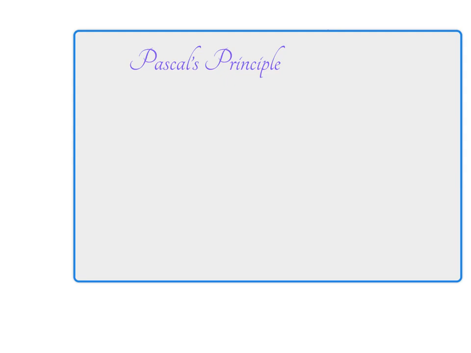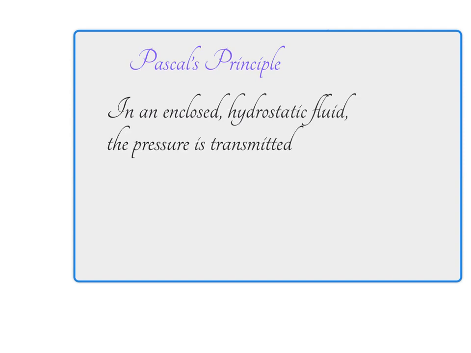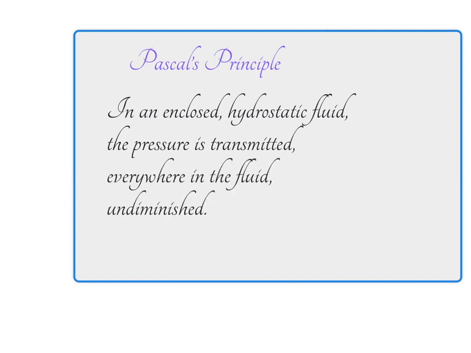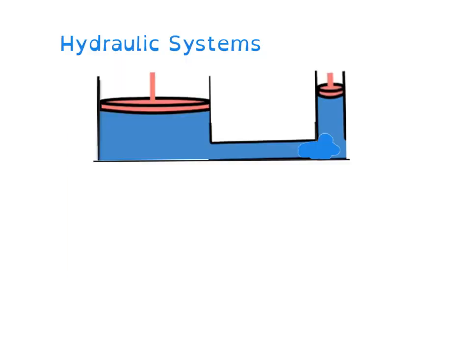This model is oftentimes called Pascal's Law or Pascal's Principle. Stated more formally, Pascal's Principle says that in an enclosed hydrostatic fluid, the pressure is transmitted everywhere in the fluid undiminished. Changes in pressure will be felt the same everywhere throughout the fluid. This law allows us to apply it to lifting objects and making it easier to move really heavy things through hydraulic systems. Let's take a quick look at that.